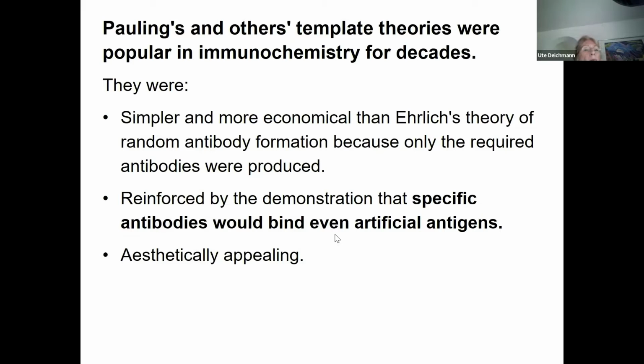Pauling's and others' template theories were very popular in immunochemistry for decades. And this was because they were simpler and more economical than Ehrlich's theory of random antibody formation, because only the required antibodies were produced. In Ehrlich's theory, all the possibilities of antigens had to be anticipated, and people thought this is simply so uneconomical that nature cannot have done something like that. And they were reinforced by the demonstration that specific antibodies would even bind artificial antigens. Landsteiner produced artificial antigens and saw that still specific antibodies would be bound. And third, the template theories were aesthetically much more appealing than the selective theories.